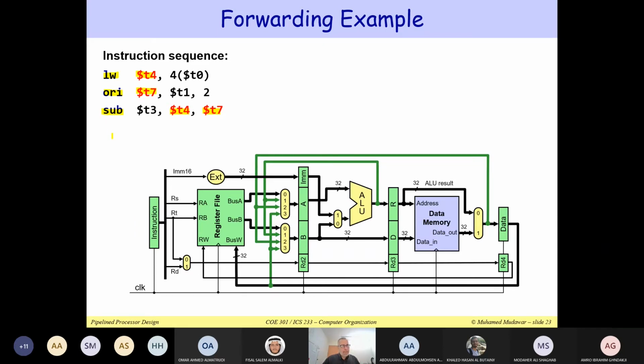Now, suppose that the subtract instruction is now inside this instruction register. So this is my instruction register. Already we have fetched the subtract. Where is the or immediate and where is the load word?